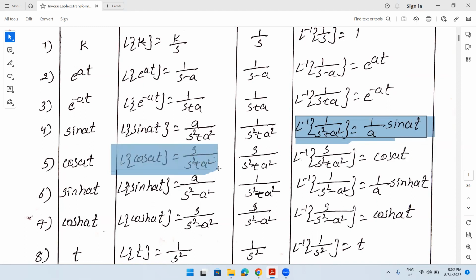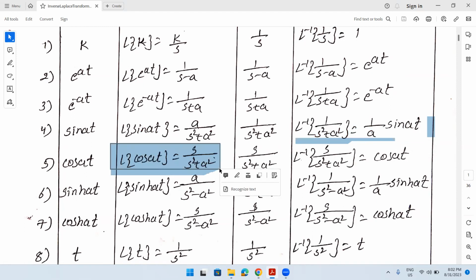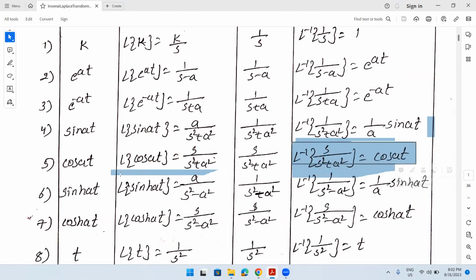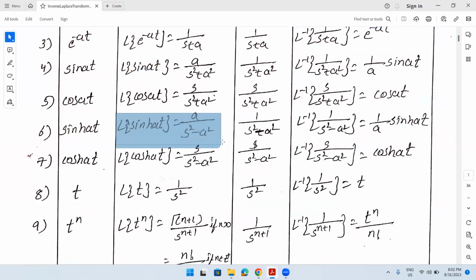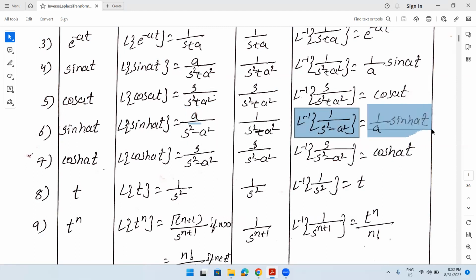Same way, in Laplace transform we have seen L of cos at is equal to s by s square plus a square. So L inverse of s by s square plus a square is cos at. And the sixth formula: in Laplace transform we have learned Laplace transform of sinh at is equal to a by s square minus a square. Here, same as before, we take a to the left hand side. So what is the L inverse of 1 by s square minus a square? Taking a to the left hand side, we get 1 by a sinh at.